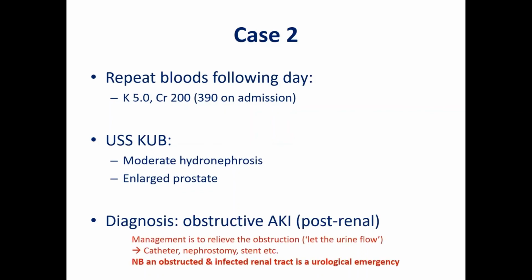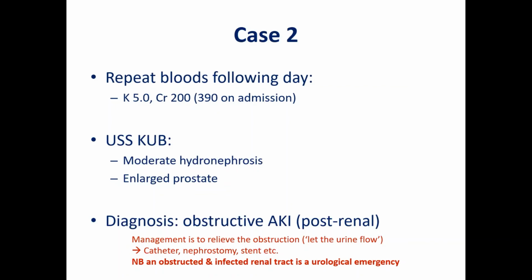And the management is simply to relieve the obstruction, let the urine flow. So that might be a catheter. If there was concern, and it showed the kidneys were blocked and actually the bladder wasn't draining anything, so the blockage was higher up, you might put a nephrostomy in to relieve the urine directly out of the kidney, or you may put a stent in which opens up the ureter past any blockage.